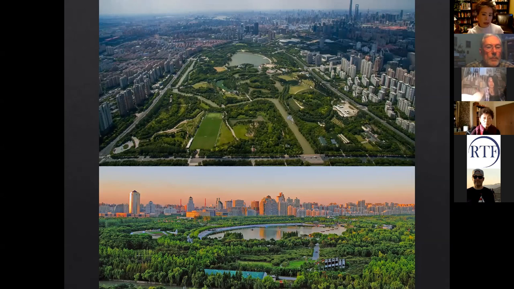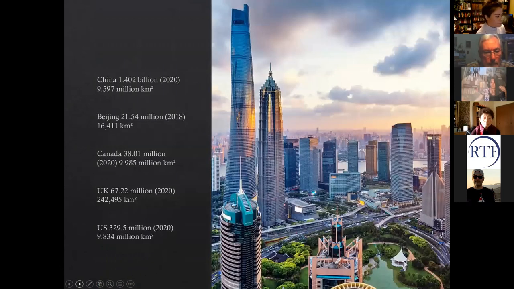There is always this in mind, that there is a balance between having these types of parks along with accommodation for housing. So you're not going to be living in these concrete jungles, with the way that China is organizing itself. Beijing is the capital of China. It's, I believe, the second most populated city in China. It's 21 million people with 16,000 square kilometers.